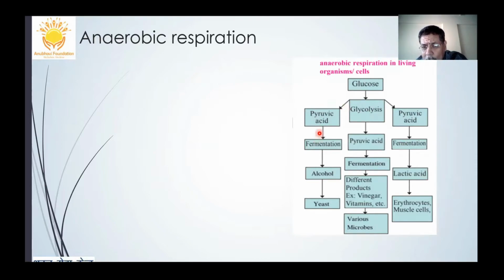In alcoholic fermentation, pyruvic acid gets converted to alcohol with the help of yeast, or the fungi, and pyruvic acid gets converted to lactic acid by fermentation, especially in absence of oxygen or incomplete oxidation, by erythrocytes and muscle cells whenever oxygen is less. Now, pyruvic acid on fermentation helps in formation of different products like vinegar, vitamins, and various microbes help in the fermentation process of pyruvic acid.